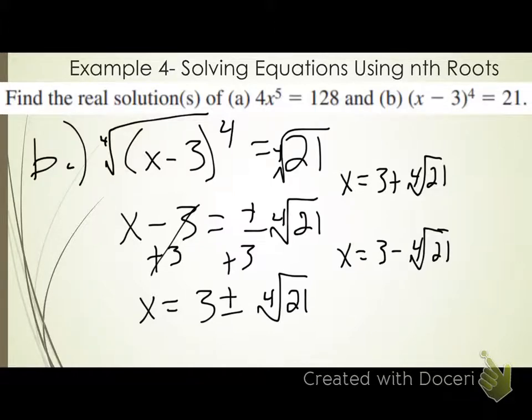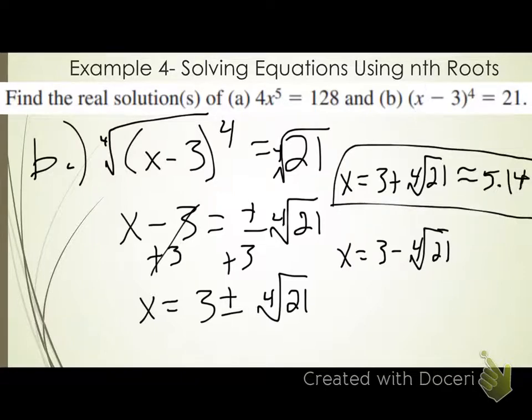So what are we getting for 3 plus 21 to the 1/4, or the fourth root of 21? 5.14 approximately. And 3 minus 21 to the 1/4 gives us what? 0.86. So my 2 solutions are approximately 5.14 and 0.86.